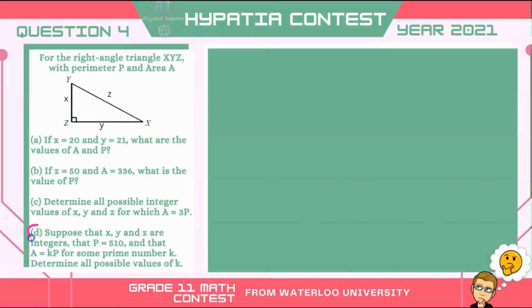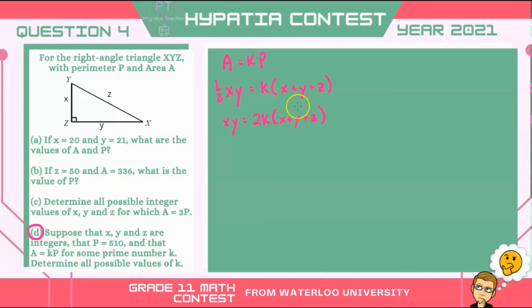Alright, so moving on to part D, our strategy for solving part D isn't too dissimilar from part C. So let's start with A equals KP, where K is some prime number. Well, again, we know that the area is just 1/2 base times height, and that's going to equal K times our perimeter, which is just x plus y plus z. And again, multiplying both sides by 2, we get xy equals 2k times x plus y plus z.